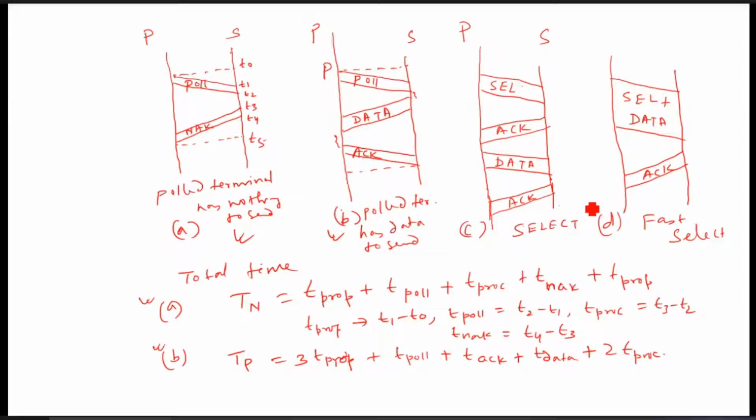Also there can be fast select. Here you see these alternate techniques where the select message includes the data to be transferred. That's select plus data. So the first reply of the secondary will indicate the station was prepared to receive, and in fact it has received the data successfully. So that is the first arrangement.